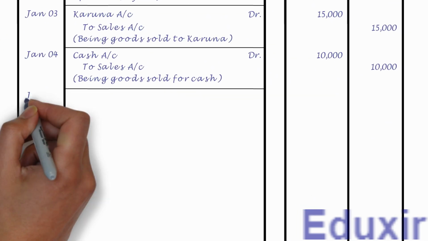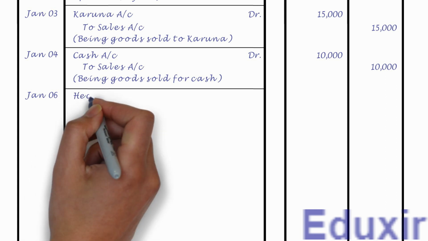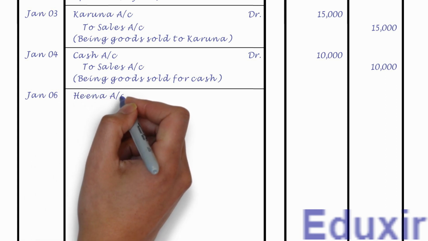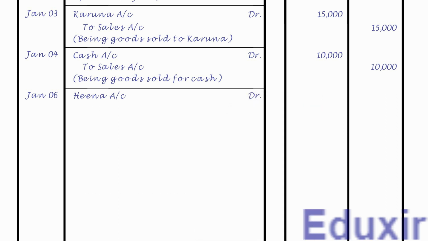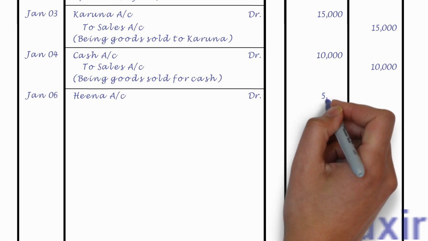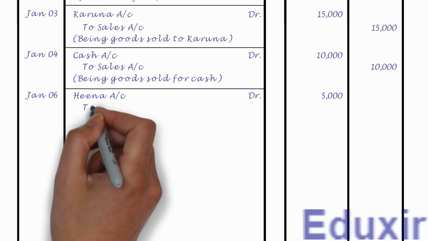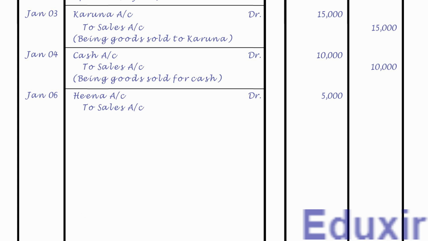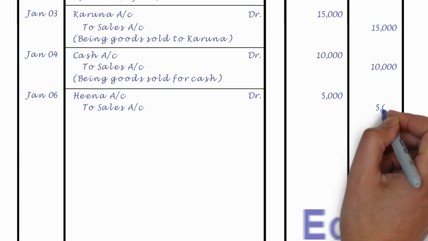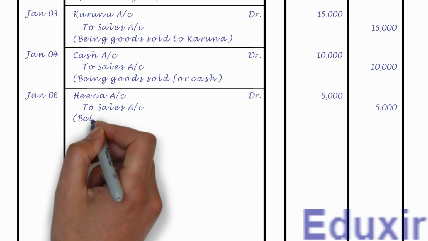Let us first record the date. Let us now record Hina account as the debit entry. Let us also write the text DR to indicate that this is a debit entry. Let us also write the debit amount of 5000 rupees into the debit amount column. Leaving a margin, let us record the sales account as the credit entry. Let us also record the credit amount of 5000 rupees into the credit amount column. Let us now write the narration or description of this transaction, that is, being goods sold to Hina.